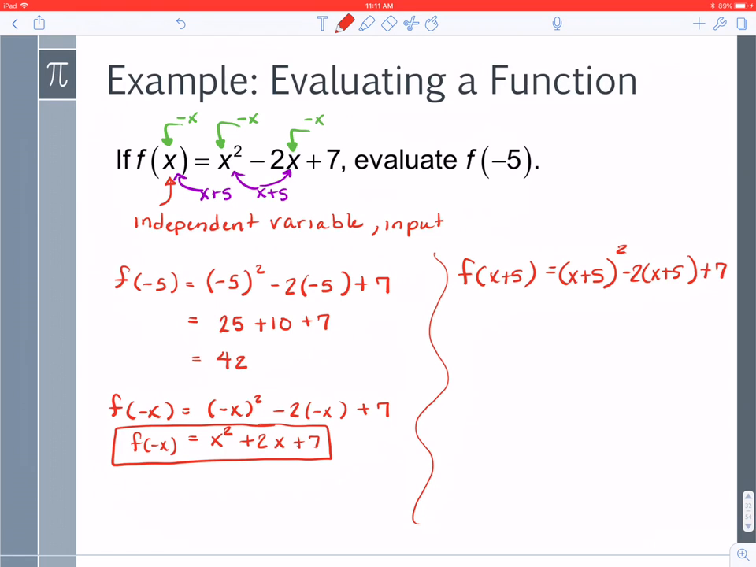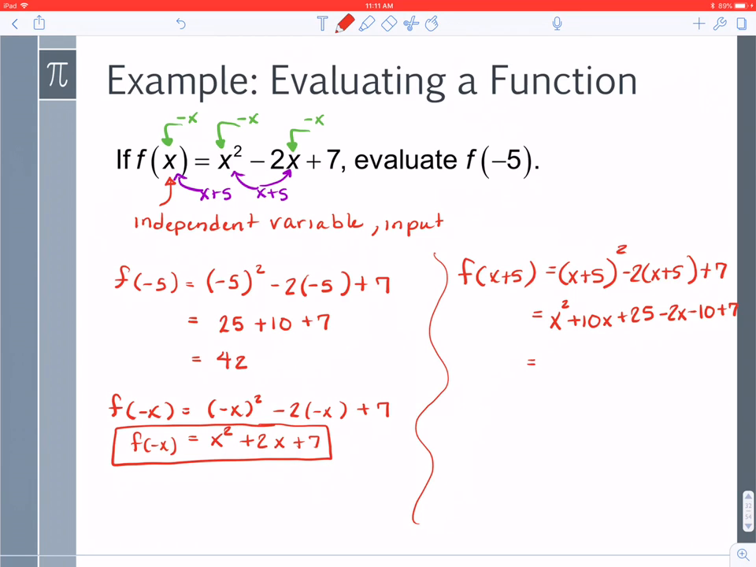Now we have to simplify this. (x plus 5) squared, I'm going to square that binomial. I square the first term, I multiply the two terms together, and then double the result. 5 times 5 is 25. I'm going to distribute the -2 across the x, and the -2 across the 5, plus 7.